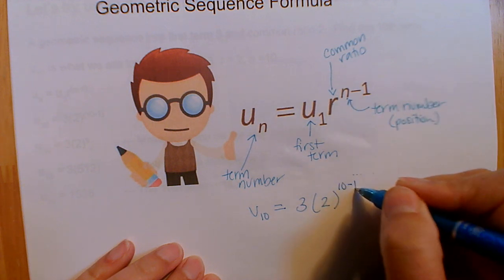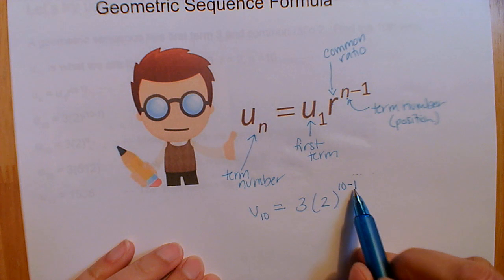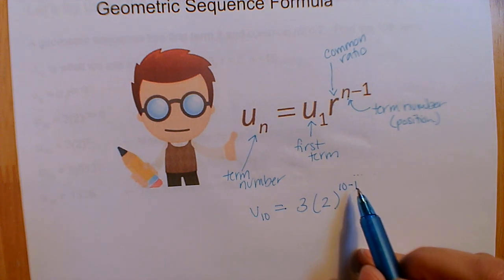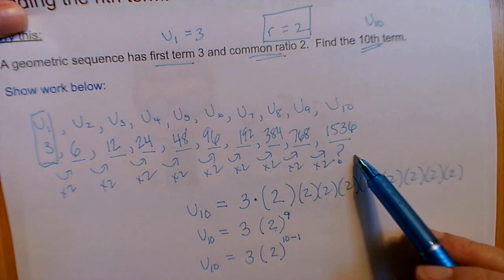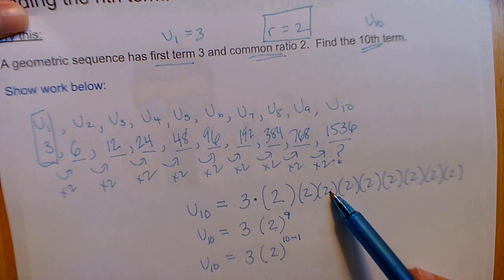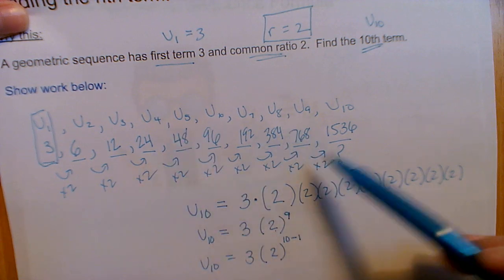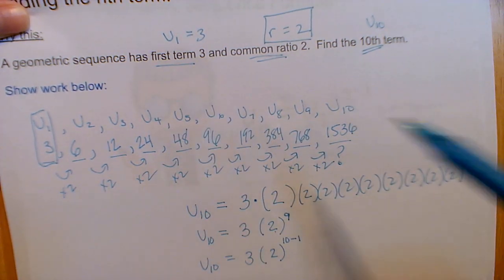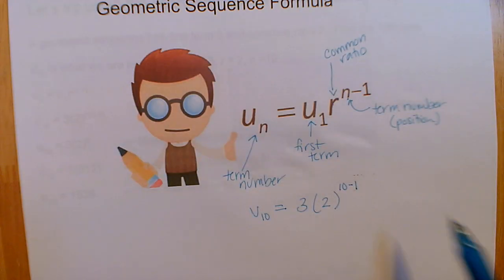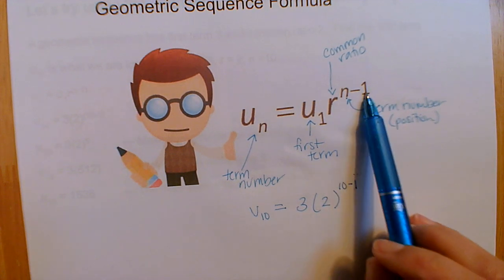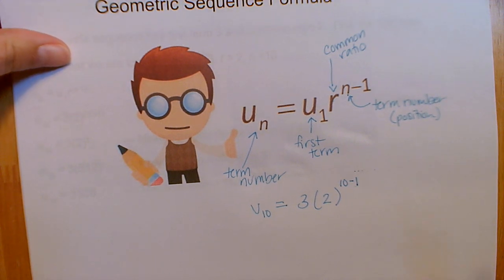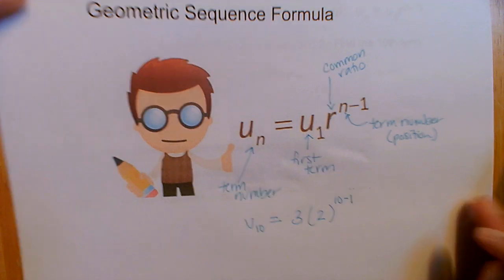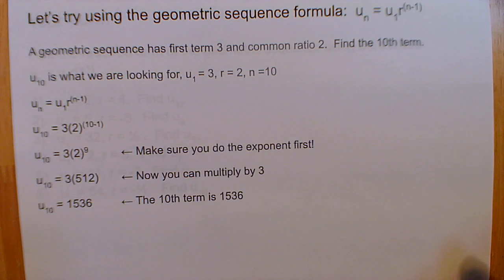10 minus 1. And the reason why we have to subtract 1 is because we actually, remember, had to only multiply 9 times. We had to multiply 9 twos. Multiply by 2. Multiply. We had to do that 9 times. So we just want to make sure that we have that term number minus 1, because that tells you how many times we have to multiply it out. Yay, we have a formula so that we don't have to write all of those 2's out, especially if we were going to find the 30th.